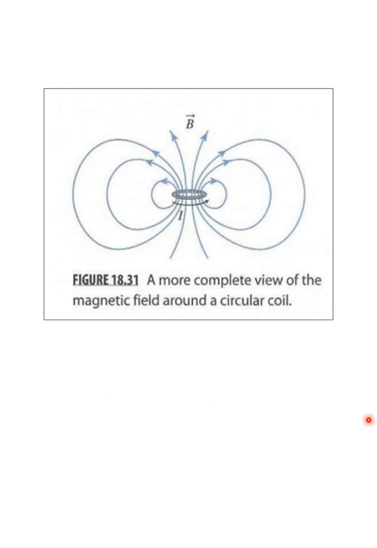Here is a more complete view of the magnetic field around a circular coil. In the previous example, we were just finding the magnetic field right in the center, so it comes upward in the center. But you can see all the field lines going all around, and it looks a lot like the field lines from a bar magnet.